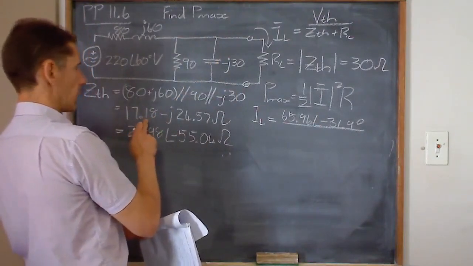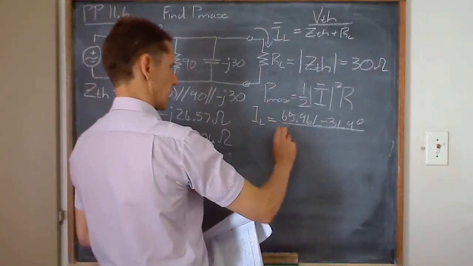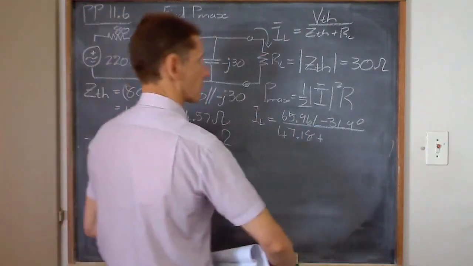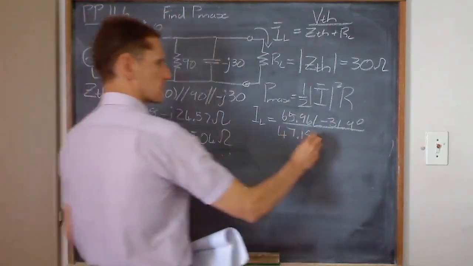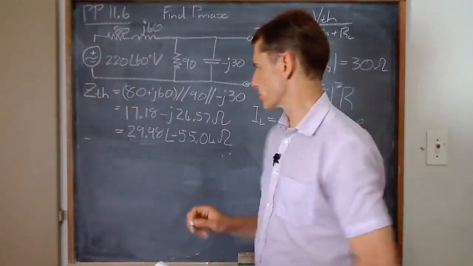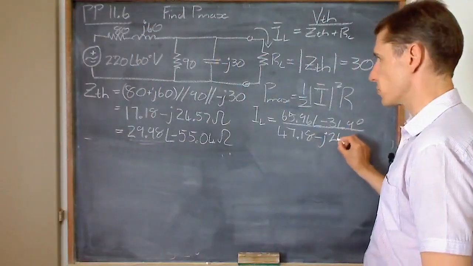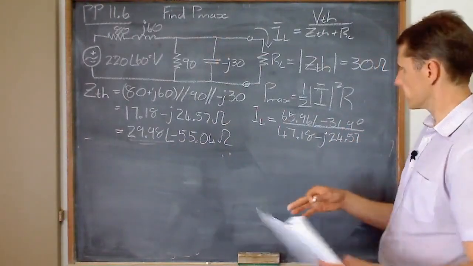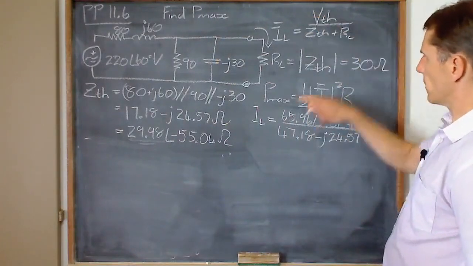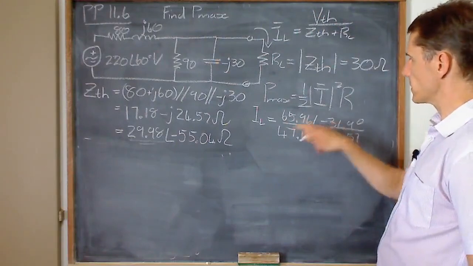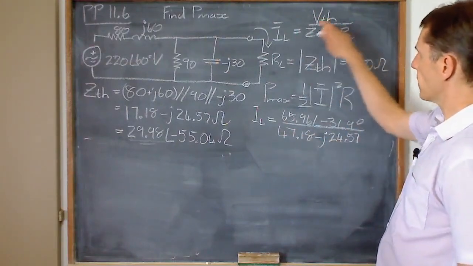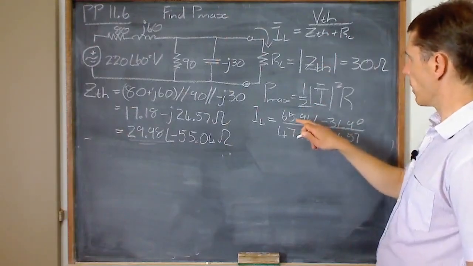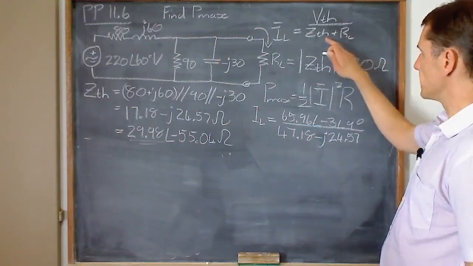So the 17.18 plus the 30 gives me a 47.18 plus, oh, it's a minus, sorry, minus J 24.57. Right, so for you not to have to rewind, I'm just going to say again, so we substituted now, we're looking for the magnitude of I, so I need to calculate the current. What is the current? V-Thevenin over Z-Thevenin plus RL. So I'm just substituting my V-Thevenin in the top and Z-Thevenin plus RL.